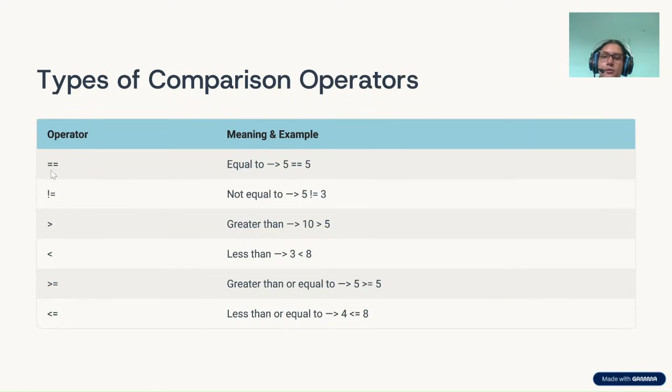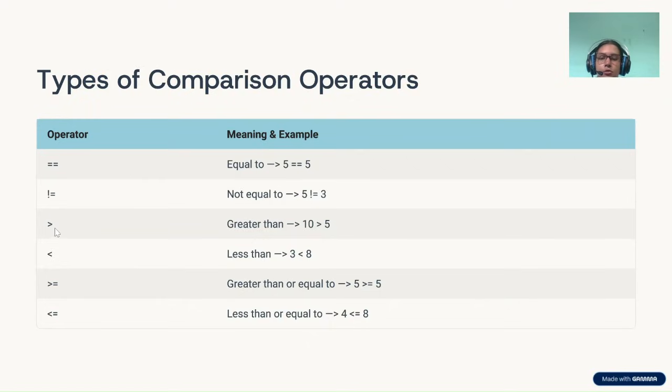Don't accidentally write only one equal to sign, right? And then this is the not equal to. This exclamation mark in front of the equal to sign shows not equal to. Okay? 5 is not equal to 3. This will return true because 5 is indeed not equal to 3. If this was 5 not equal to 5, instead of 3, then it would have returned a false value because 5 is equal to 5, right?